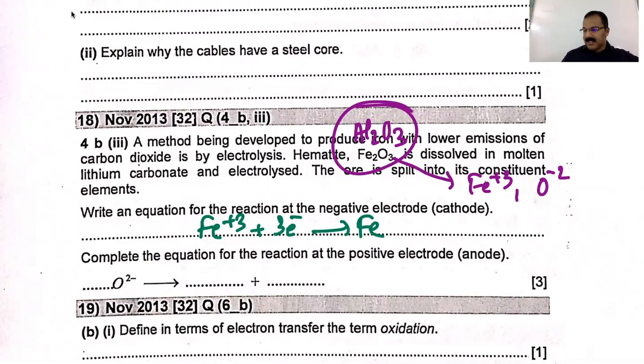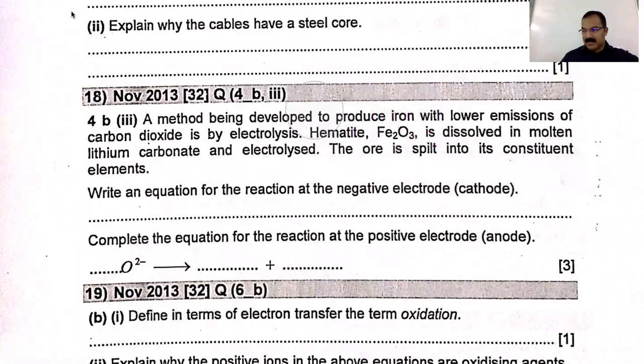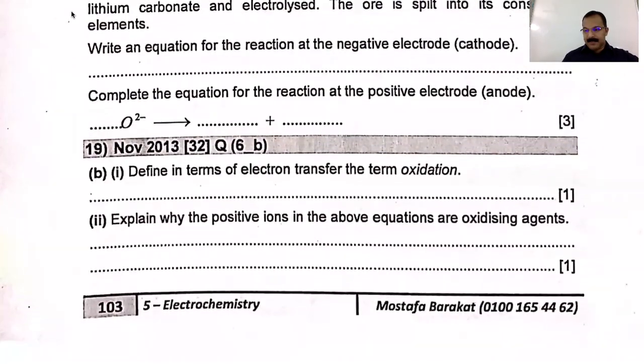Complete the equation for the reaction at the positive electrode. 2O2- gives O2 plus 4 electrons. That's quite easy if you know these equations, if you practice a few times. Equations, please do practice. Write, and learn.